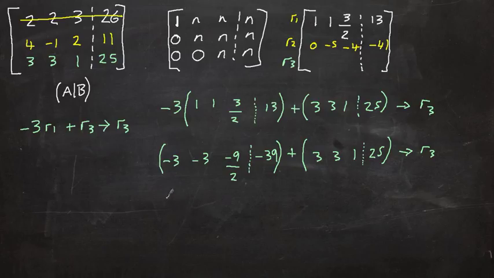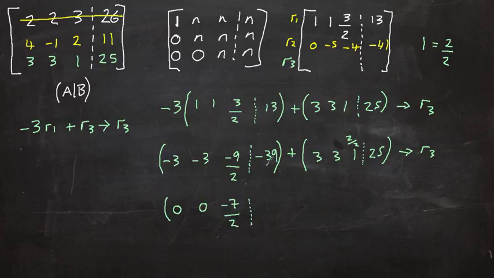The new row 3 then is going to start with minus 3 plus 3 is 0. Then the next two elements, minus 3 plus that 3, is also 0. Now we need to add minus 9 over 2 to 1. But 1 is actually equal to 2 halves, so this is actually 2 over 2, that 1 there. So we could say minus 9 over 2 added to 2 over 2, or minus 9 plus 2 is minus 7. So it's going to be minus 7 over 2.